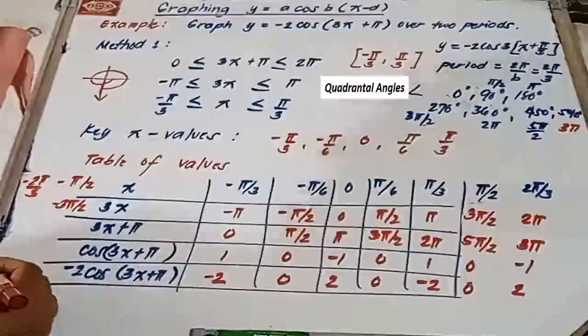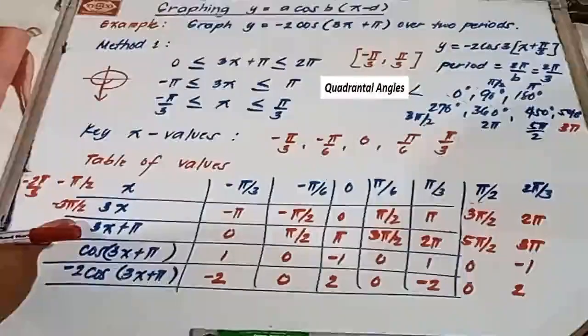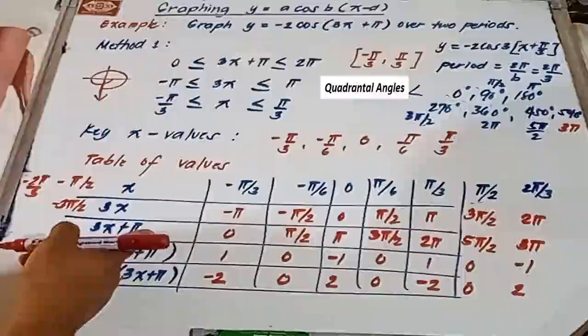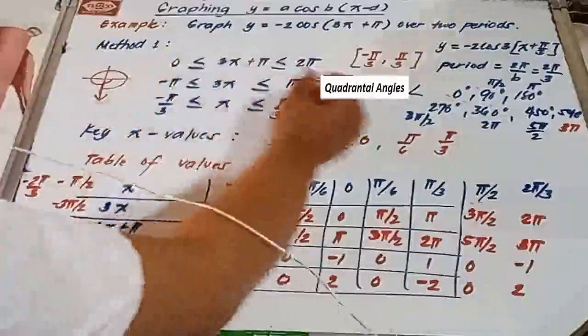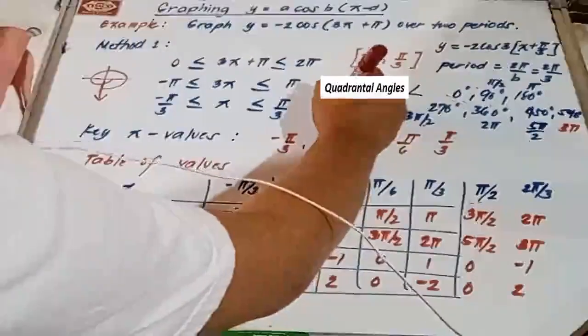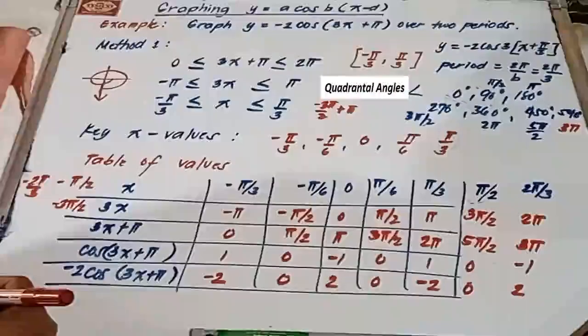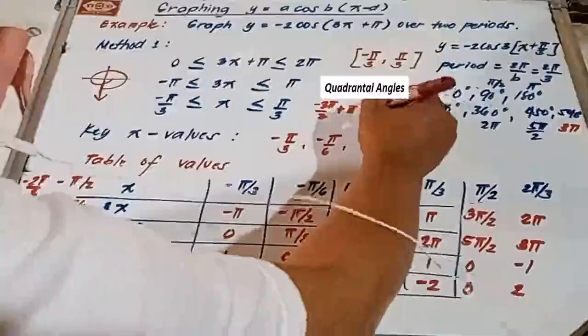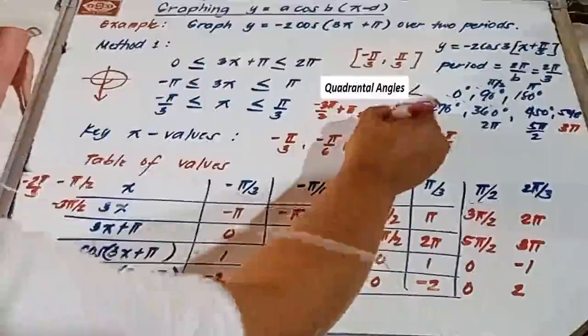Okay? So, by the way, plus pi pa pala. Negative 3 pi over 2 plus pi. So, that will be negative 3 pi over 2 plus 2 pi over 2, so that will be negative pi over 2. So, negative pi over 2.